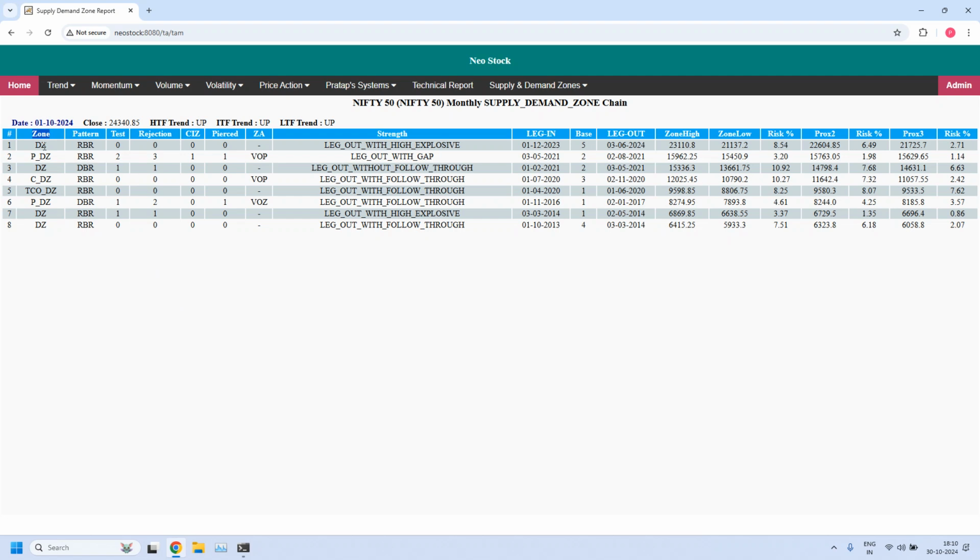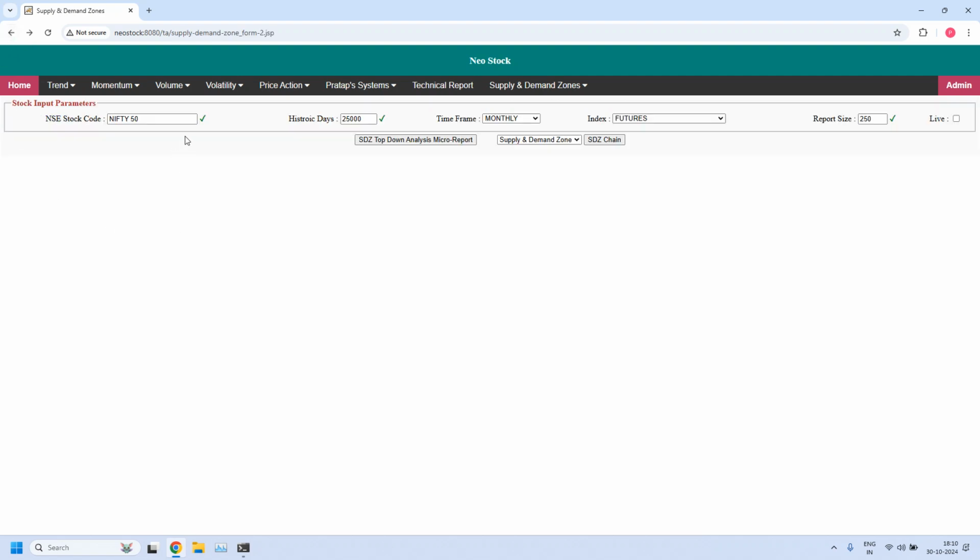Always look into the zone column to find the high liquidity zones. Look into the pierced column to check any of the zones are pierced. And look into the LTF trend to identify the trend of the current time frame you have selected. And you know that one time frame higher is ITF, one more time frame higher is HTF trend. This is the way you should understand the remaining reports. And also don't forget to pause the video between one report to another report, because I am giving you only few seconds time. Okay, next, changing the time frame to weekly, generating weekly supply demand zone chain for NIFTY.